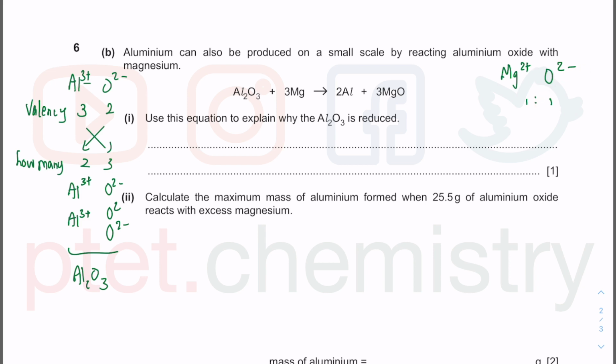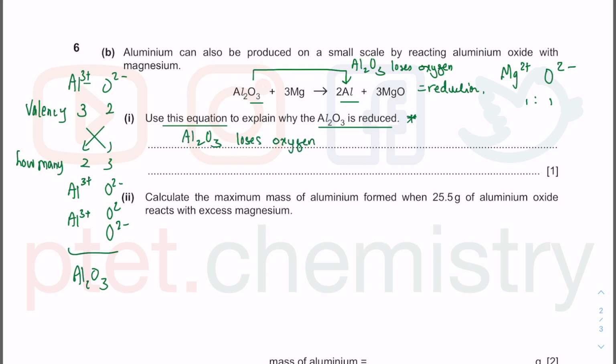Alright. This is very similar to the iron(III) oxide example, but this is about why the Al2O3 gets reduced. If you can imagine, you've got oxygen, and here you have no oxygen. So going from Al2O3 to Al, the Al2O3 loses oxygen, and loss of oxygen is reduction. And that is what we have to explain. We have to use this equation. So the Al2O3 loses oxygen, and loss of oxygen is reduction. It's basically stating the definition stated in the syllabus.